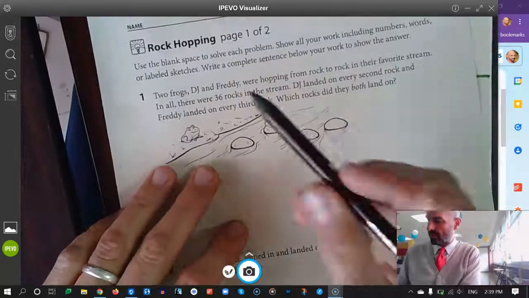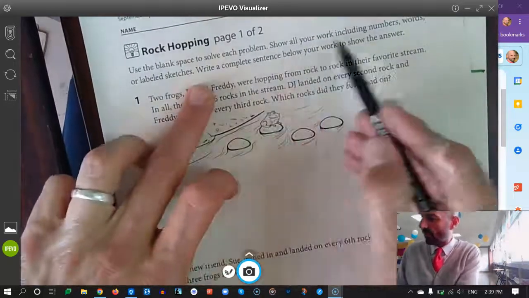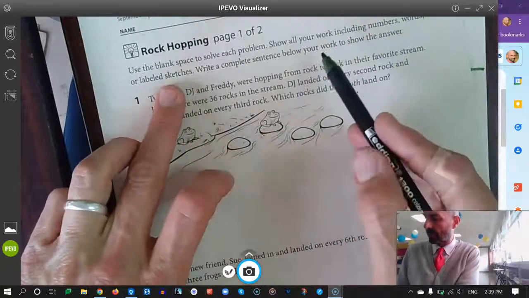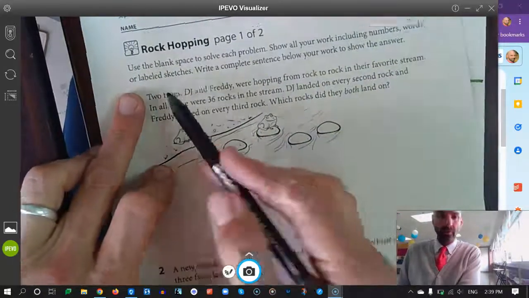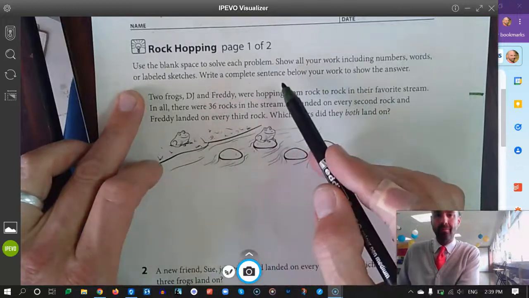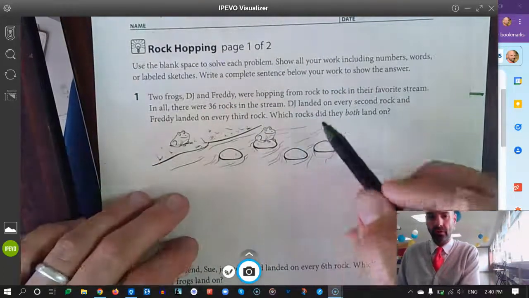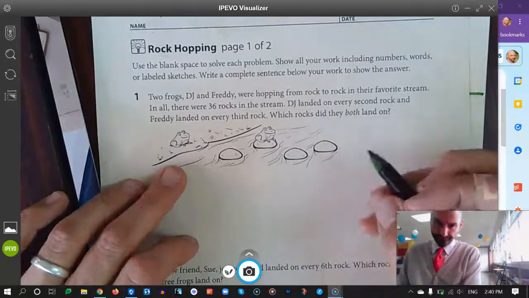So 2 frogs, DJ and Freddy. Oh, wait, but here, show all your work, including numbers, words, or labeled. So numbers, words, or, I don't have to do all 3, numbers, words, or. Write a complete sentence below your work to show the answer. Okay, so there has to be a sentence as well.